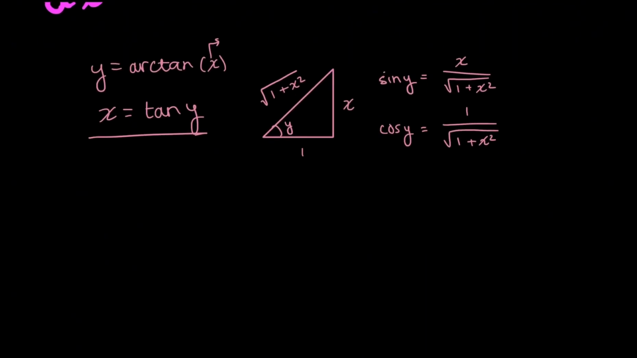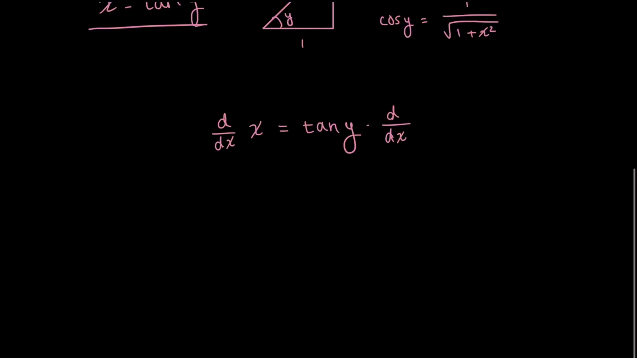Now with all of this information, we can start by actually proving and doing the derivative. So let me expand this out. x is equal to tan y. Let's differentiate both sides of this equation. Because I have two variables, because this is an implicit function, we're going to have to do implicit differentiation. On the left-hand side, the derivative of x with respect to x is just 1.